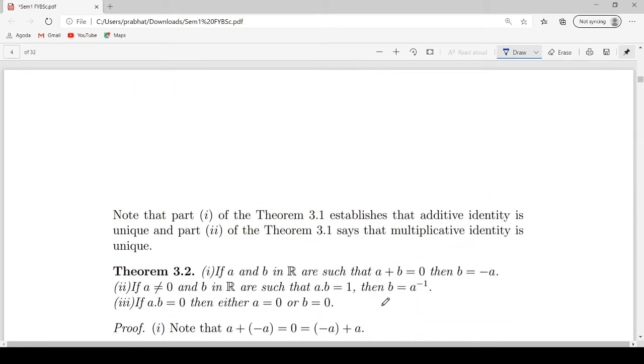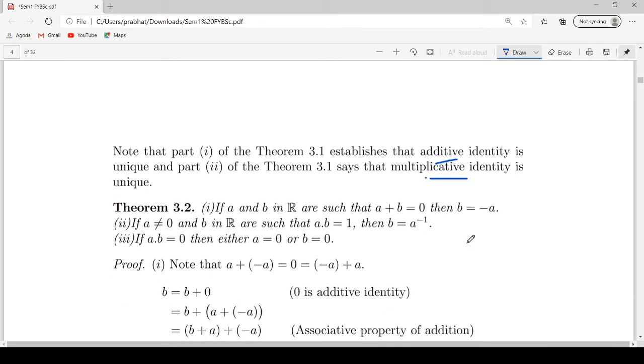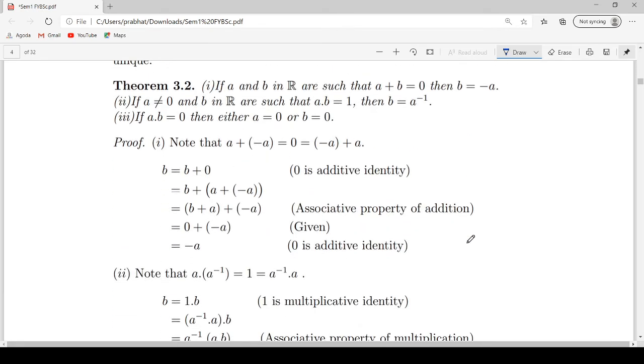Now here one remark I have written that I have already spoken, that part 1 established that additive identity is unique, that we have already spoken, and part 2 of the theorem says that multiplicative identity is unique, that also we have spoken. Now let's see few more properties listed here.